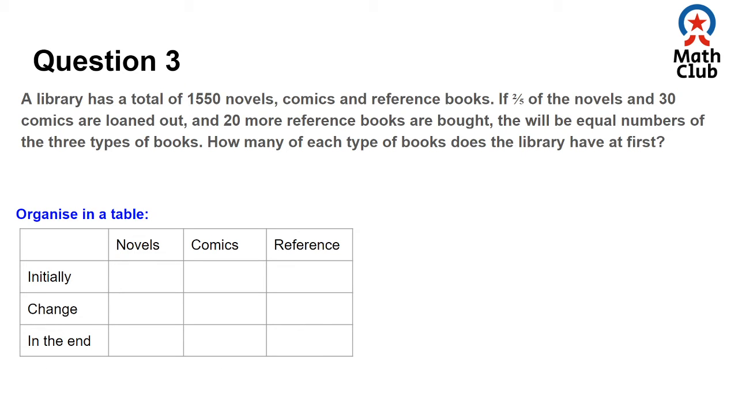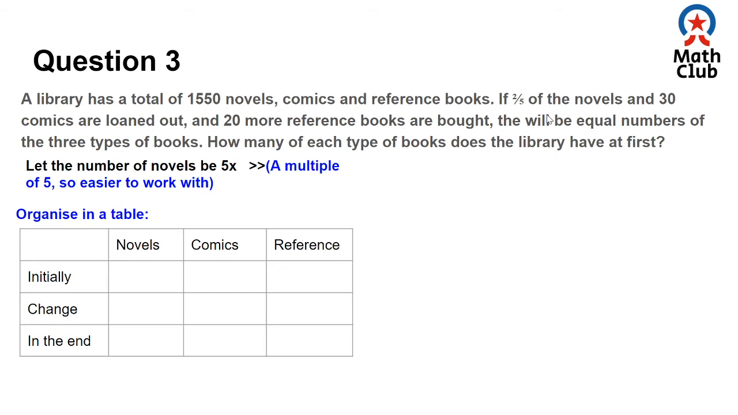So look at this sentence. It says if 2/5 of the novel. So if 2/5, the moment you see the word 2/5, think about 5, because we want to make it a multiple of 5 so it's easier to work with. So that we could get 5 minus 2 equals 3, because otherwise it still can be done, but there will be decimals, and we don't really like decimals. So we'll let the number of novels be 5x. So it's a multiple of 5, so it's easier to work with.